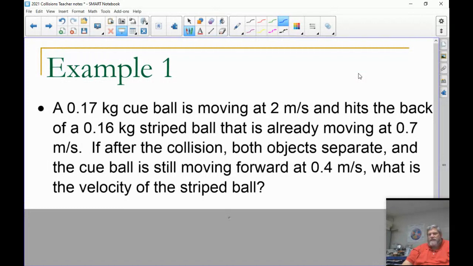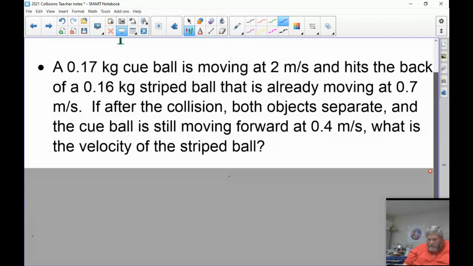A 0.17 kilogram cue ball is moving at 2 meters per second and hits the back of a 0.16 kilogram striped ball that is already moving at 0.7 meters per second. So they're both moving in the same direction here. It's just that the cue ball catches up to the striped ball. If after the collision both objects separate and the cue ball is still moving forward at 0.4 meters per second, what's the velocity of the striped ball?